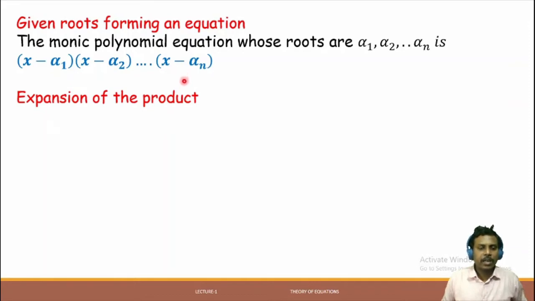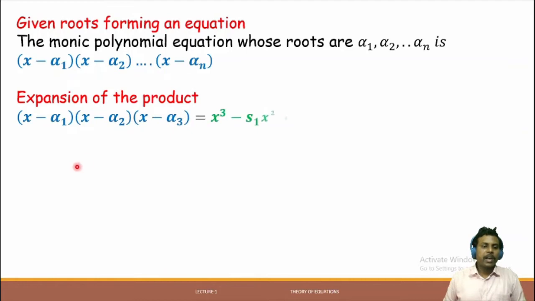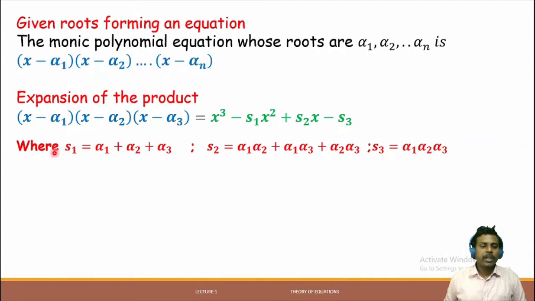We discuss here two cases, namely n is equal to 3 and n is equal to 4. So (x minus alpha 1) into (x minus alpha 2) into (x minus alpha 3), how do we write? x cube minus s1 into x square plus s2 into x minus s3, where s1 is what? Sum of the roots, s2 is sum of the product of roots taken two at a time, and s3 is the product of all the three given roots.